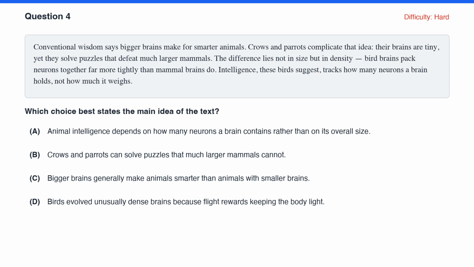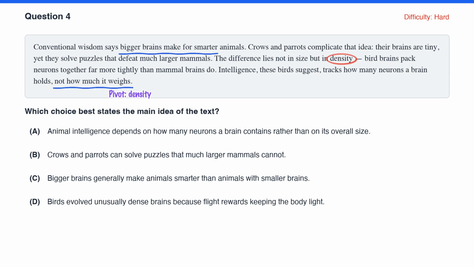Question 4. Harder. Conventional wisdom says bigger brains mean smarter animals. Crows and parrots complicate that. Watch the pivot. The difference lies not in size but in density. The claim is the last line. Intelligence tracks how many neurons a brain holds, not how much it weighs.